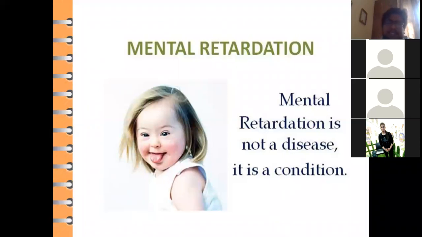Mental retardation is not a disease. It is a condition. Disease matlab kya? Condition matlab kya? Condition means it will be present day to day. Disease means when we take treatment, it will cure and become normal. But mental retardation will not become normal. It will be present throughout their life. That's why it is called a condition, not a disease.